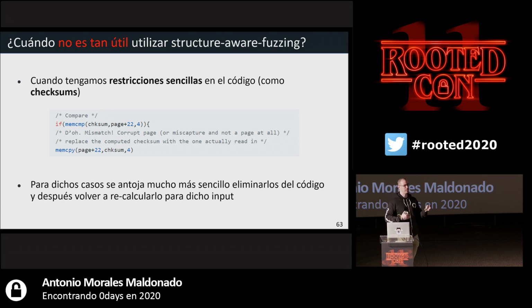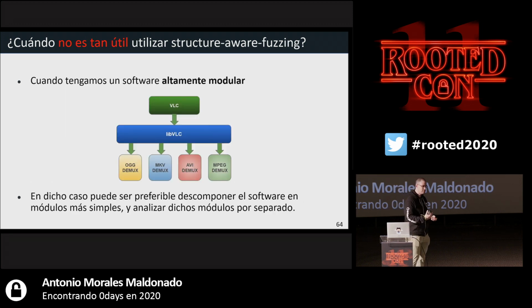For example, we might think we need structure-aware fuzzing because we have a checksum, which is a code verifying the integrity of the file, as in image formats with checksums. In this case, you don't have to use mutators. Keep it easy. Get the checksum, include it in the code, and continue using normal mutations.